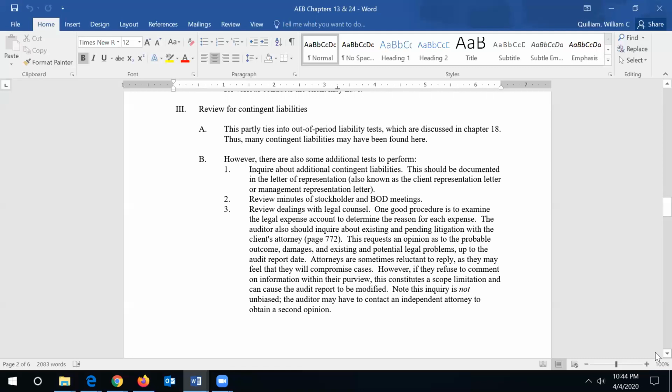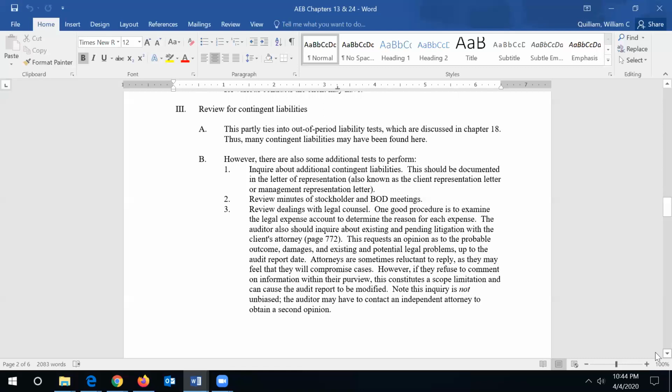So we do know from financial accounting if it is probable the client will lose, and we can reasonably estimate the amount of the loss, we will accrue it. If it's only reasonably possible that the client may lose, and or if we cannot reasonably estimate the amount of loss, we will only disclose the contingent liability. So in A, this partly ties into our period liability tests. If we covered Chapter 18, they would be in there. Thus, many contingent liabilities may have been found here.